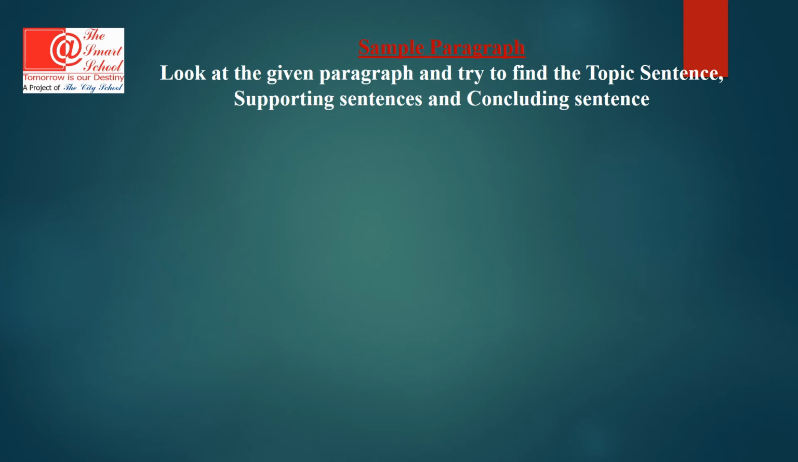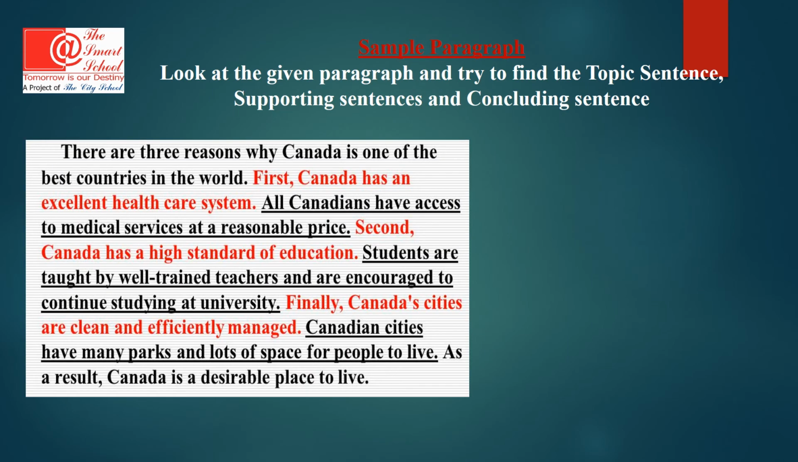Now that you have found out the supporting sentences, topic sentence and concluding sentence in the paragraph, let's check whether your answers are correct or not. There are 3 reasons why Canada is one of the best countries in the world. Yes, that is our topic sentence. Why? Because this is making it very clear that the theme of our paragraph is that we will be discussing the 3 reasons why Canada is one of the best countries in the world.